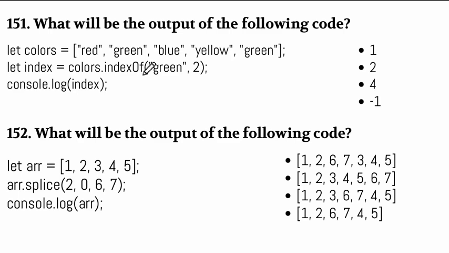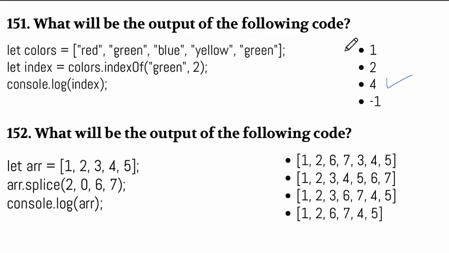We have discussed the use of the indexOf method. The purpose of indexOf is to get the index of a particular value. So we know that green is on index 2. Inside the console.log we will put the variable name, and green we know is placed on index 1 and index 4. So the correct answer will be 4, because green is not placed on index 2, it is placed on 1 and 4.